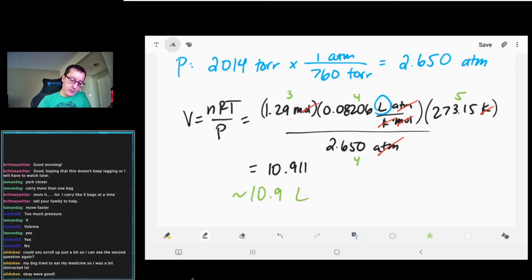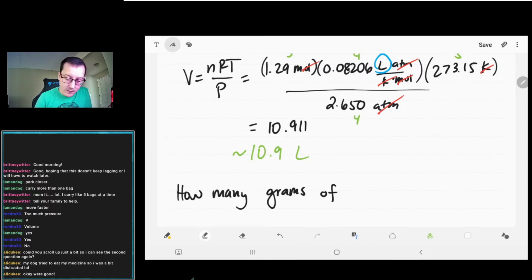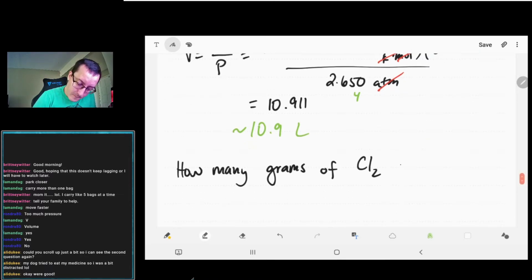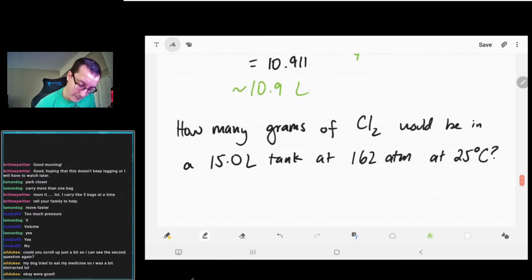Okay, so how many grams of Cl2 are in a 15-liter tank at 162 atmospheres, 25 degrees Celsius?